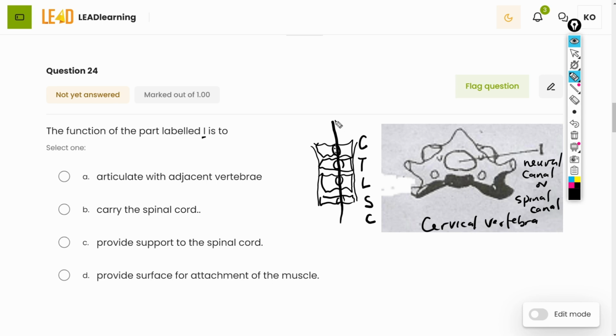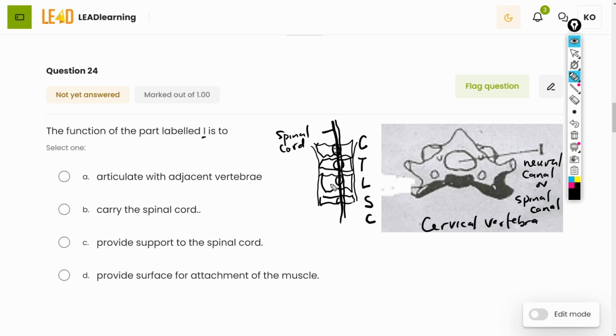So the spinal cord is not exposed. It passes through the neural canal of the vertebra. By so doing, the vertebral bone is offering protection or support. So let's look at our options.